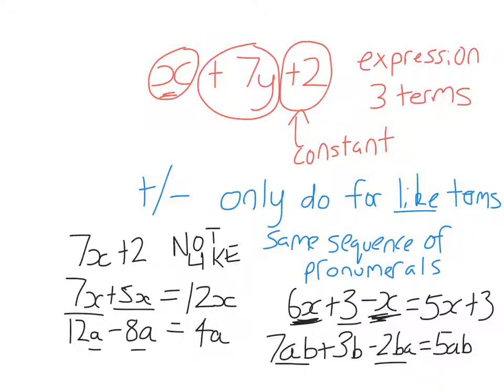Now, the 3b doesn't have a like term, so I leave it as it is. b and ab are not like terms. The first term here has an a, the second term does not. They do not have the same sequence of pronumerals, therefore you cannot add or subtract them. So now we're going to have a look at multiplying and dividing terms, which is quite a bit simpler.